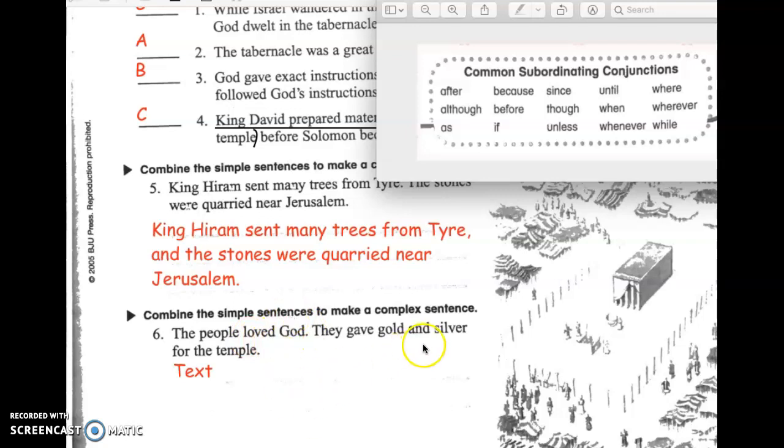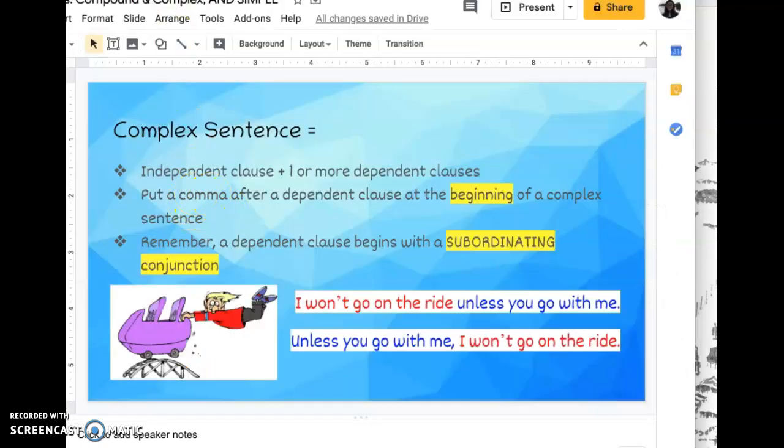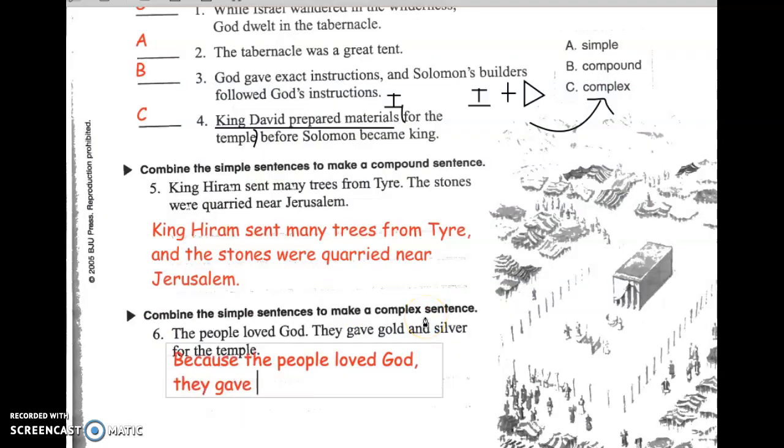Why did they give gold and silver? Because the people loved God. This is why I'm going to choose a subordinating conjunction here, because. So there are two options. I could write because the people loved God, and since our dependent clause is in the beginning, we need a comma, right? Because the people loved God, comma, they gave gold and silver for the temple.